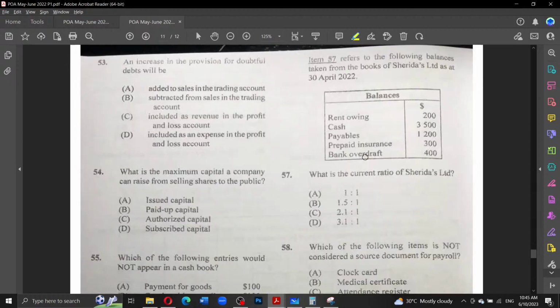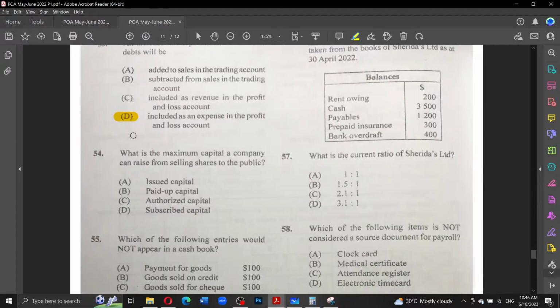An increase in provision for doubtful debts will be, alright, so an increase in provision means that year is an expense and it will decrease the net profit. Remember, expenses are minus after you find the gross profit, so it will have no effect on gross profit. The gross profit aspect is known as the trading account, and the remaining part after the gross profit is known as the profit and loss account. So it's not going to go in the trading account as I said earlier. A decrease is treated as a revenue and an increase is treated as an expense. So it's included as an expense.